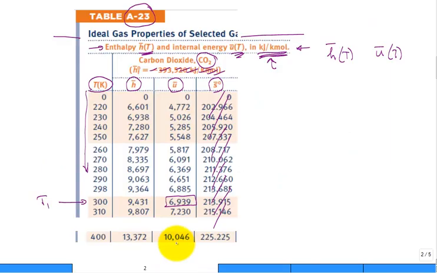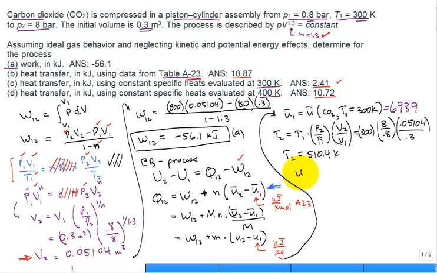So we go back to table A23 and look for 510.4. Well, it won't be exactly 510.4, so you'll have to interpolate. Since we've done interpolation a number of times, I'll leave that as an exercise. You find that U bar 2 at 510.4 Kelvin out of table A23 comes in at 13899 kilojoules per kilomole. Maybe I should have put my units up here, kilojoules per kilomole, on U bar 1.